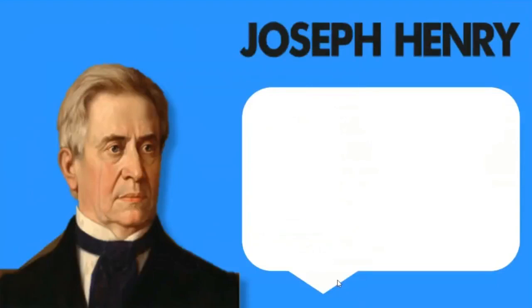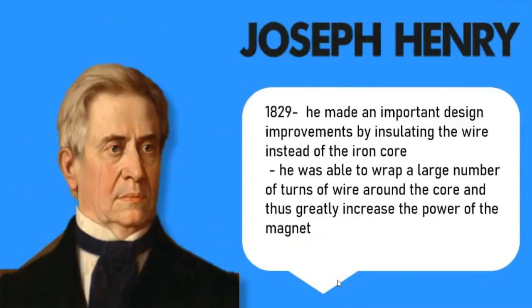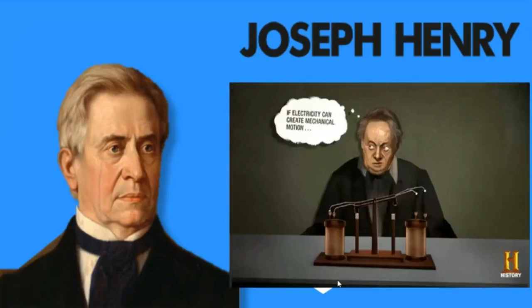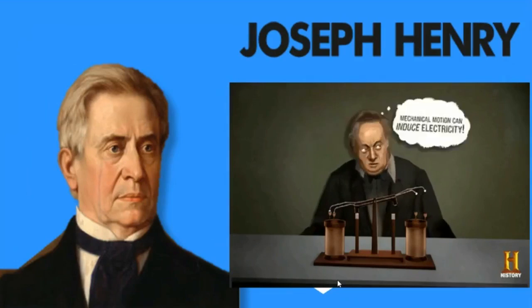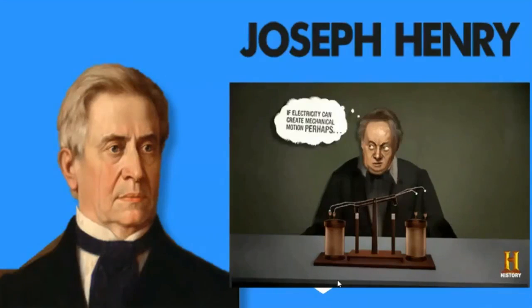Joseph Henry, while working with electromagnets in 1829, made important design improvements by insulating the wire instead of the iron core. He was able to wrap a large number of turns of wire around the core and thus greatly increase the power of the magnet. He had made an electromagnet that could support 2,063 pounds, which was a world record at the time.